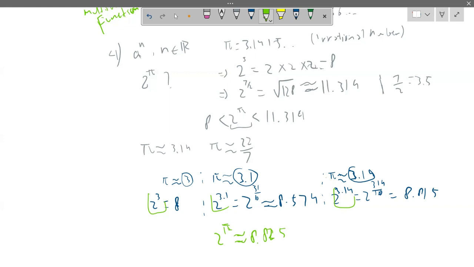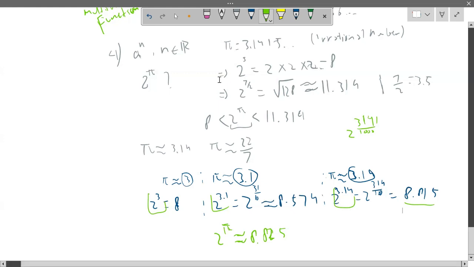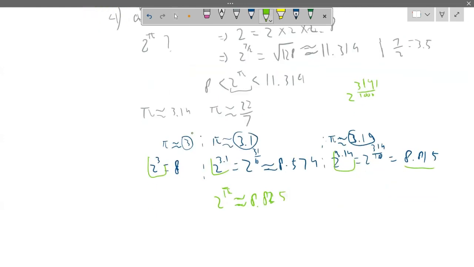So there is a point where the numbers do not change all that much. So perhaps you will have to calculate 2 to the power of 3,141 over 1,000. And notice that the number doesn't change all that much from the previous guess. And you might be confident in stating that that should be the answer. And indeed, it is correct that 2 to the power of pi lies between 8 and 9. So yeah, this is just a bit of completeness, really.